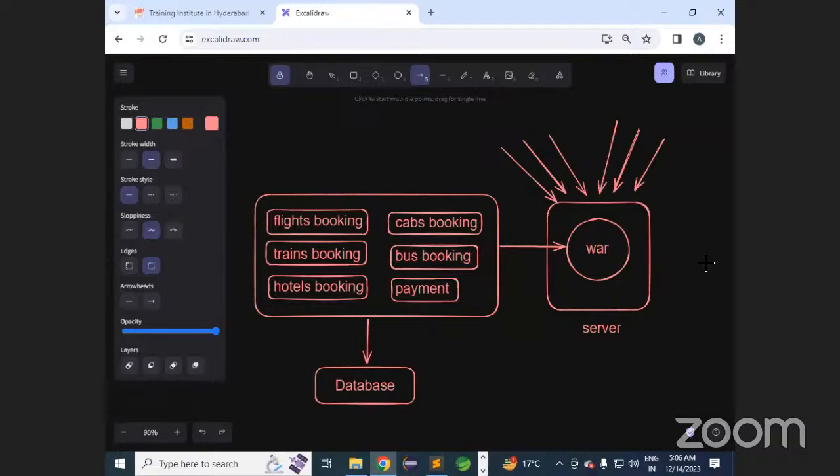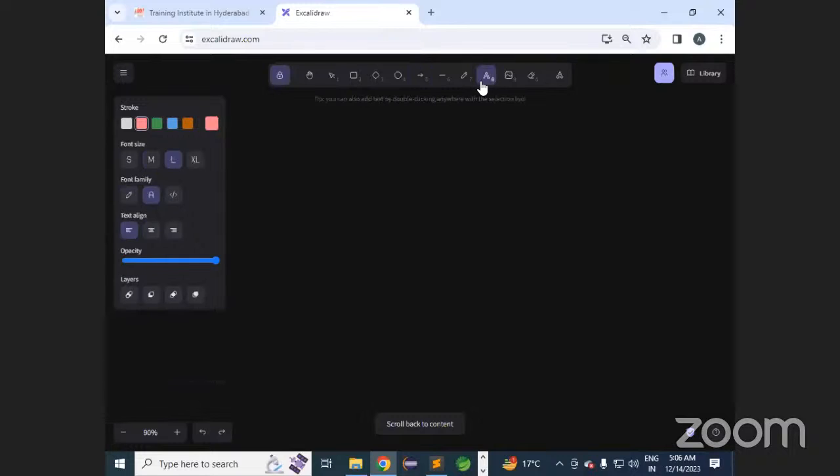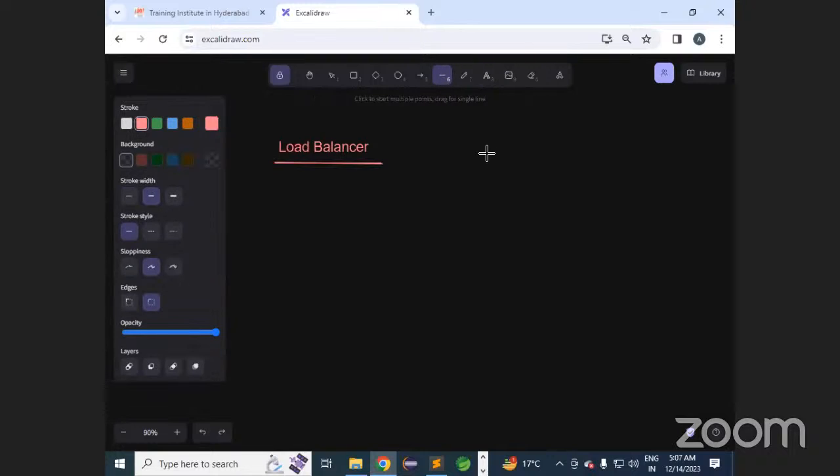Now, in order to overcome this problem, earlier, what did people used to do? People used to follow a concept called the load balancer concept. What is the concept, guys? Load balancer concept. Because I am getting more customers to access my application, why should I lose the business? I should not lose the business.